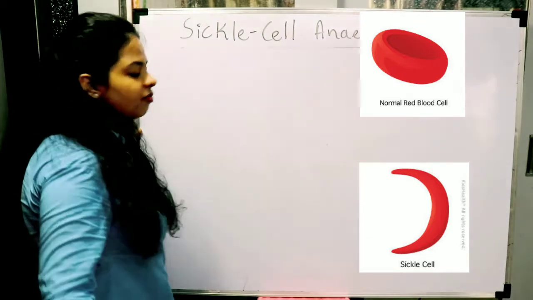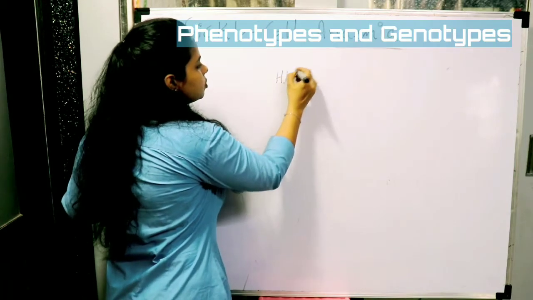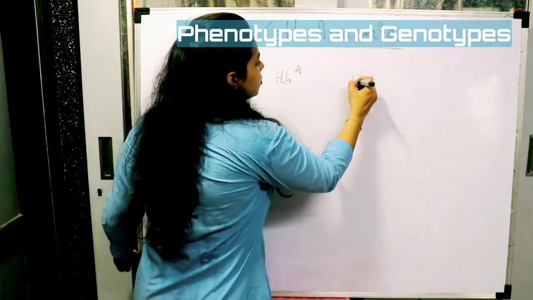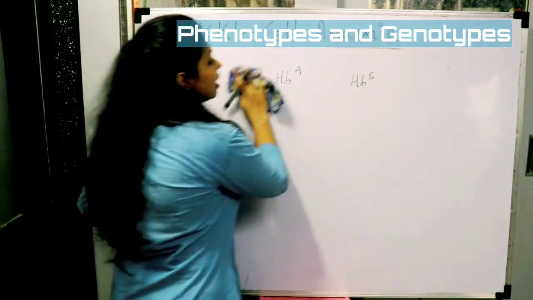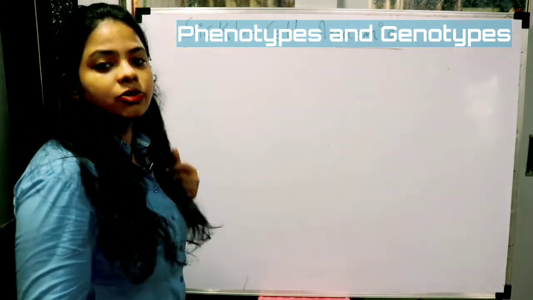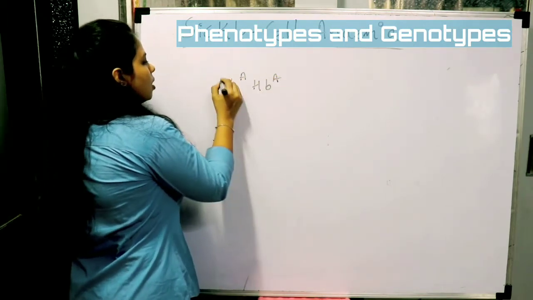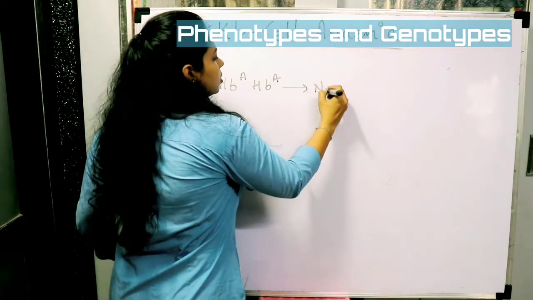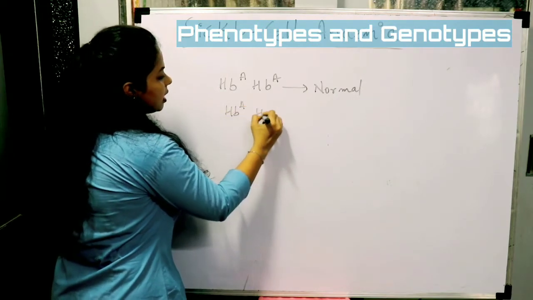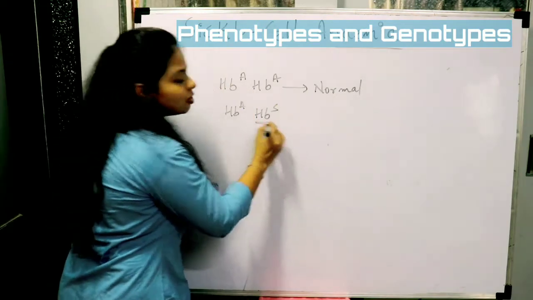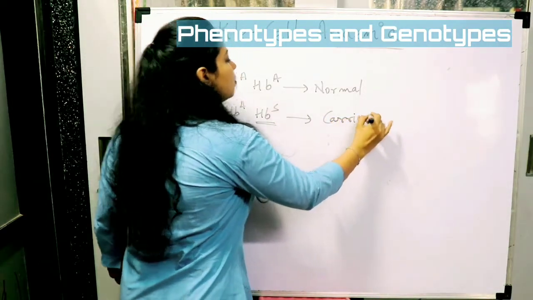Okay, now let's see the different phenotypes and genotypes here. The gene for sickle cell anemia: HbA is for normal and HbS is for sickle cell anemia. HbS in homozygous and heterozygous conditions gives rise to different types of phenotype. For example, if the genes are HbA HbA, the person is normal. If the genes are HbA HbS, the person will carry HbS to the next generation, which means the person is a carrier.